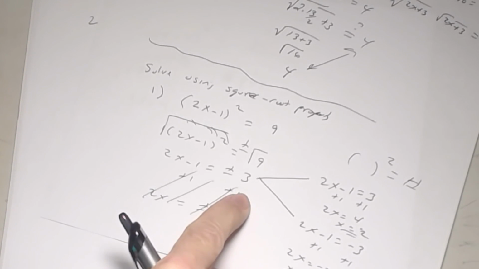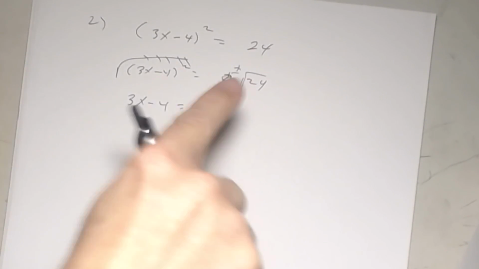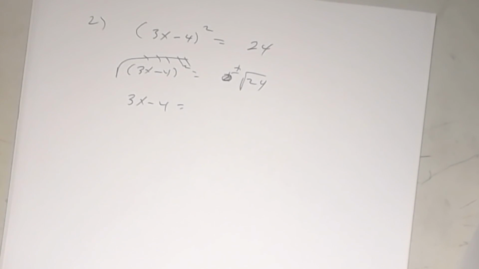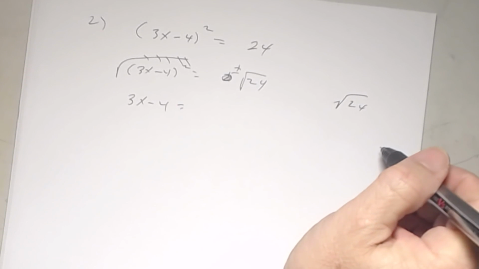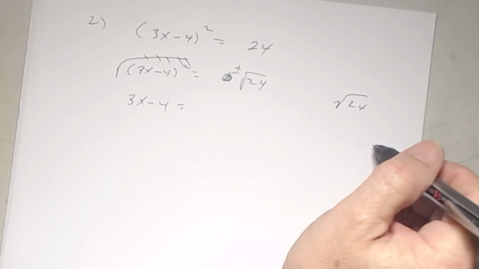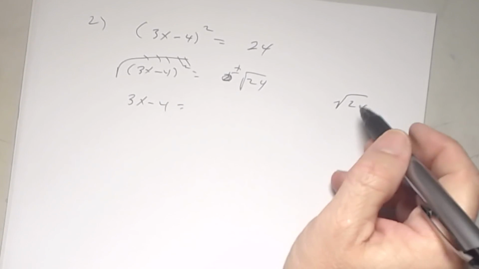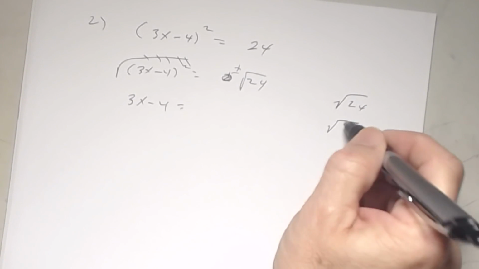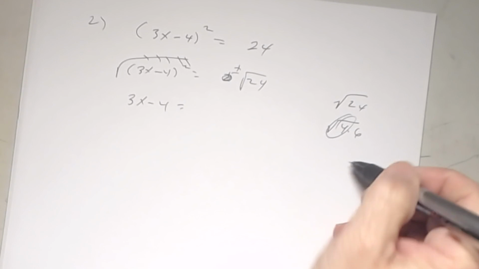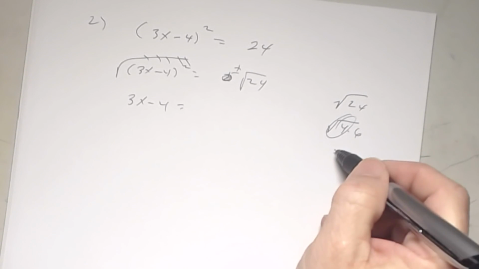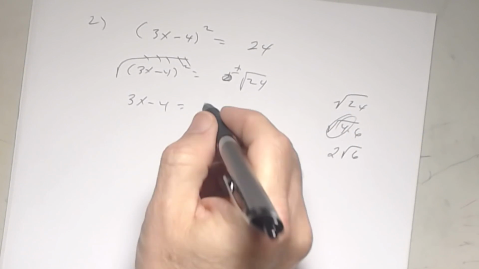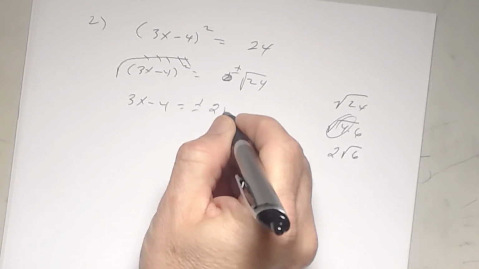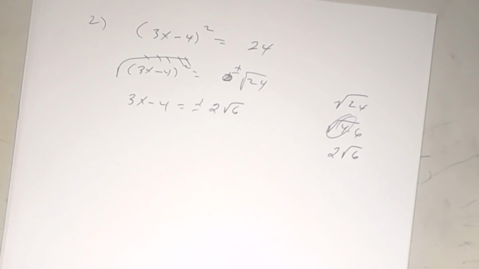Because 9 is a perfect square. 24 is not a perfect square, but you need to be able to simplify the square root of 24. How can you simplify it? 4 times 6. So you look for a perfect square that goes into 24, and always use the largest. The largest is 4 here. And what's the square root of 4? 2. So the square root of 24 is 2 square root of 6. So this becomes plus or minus 2 square root of 6.